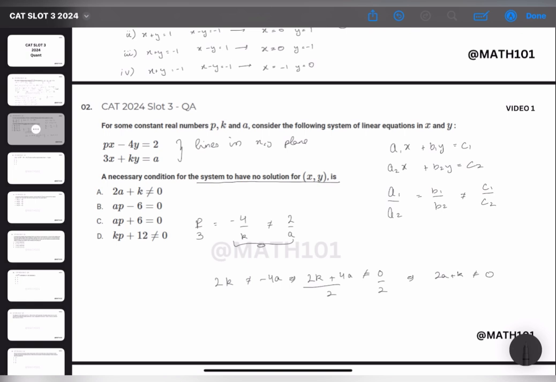Moving to the next question. So the answer is A.